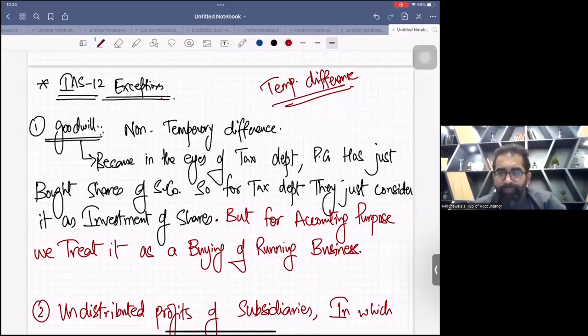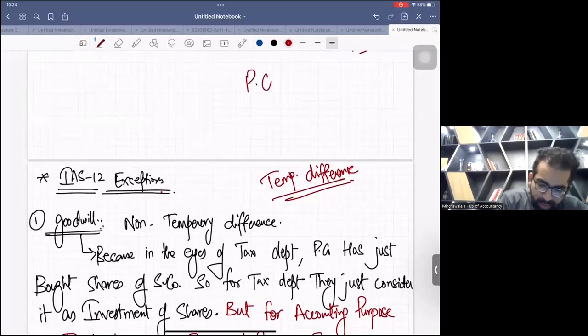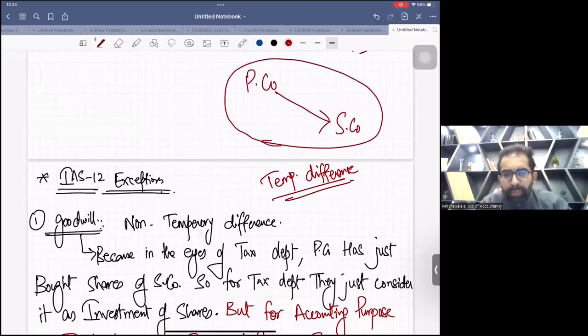Okay. Now, there are certain exceptions of deferred tax. Means in these cases, we are not allowed to book deferred tax. The first example is goodwill. Now listen. This is P company. This is S company. Look at here.